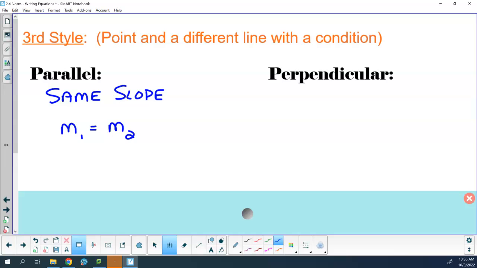Perpendicular slopes are, what's the two words about perpendicular slopes? That's 3 words. Reciprocals? That's 1 word. Opposite reciprocals would be the 2 words that I'm looking for.